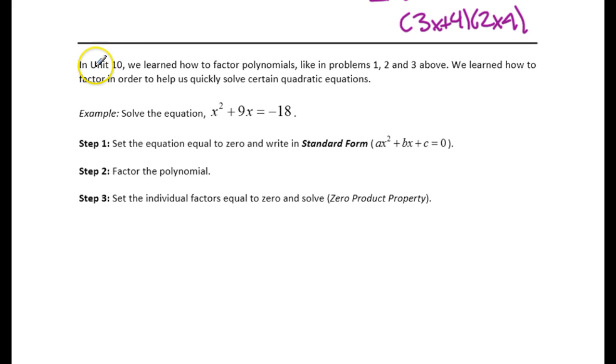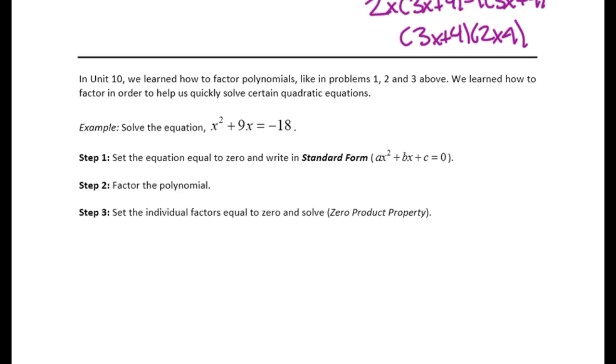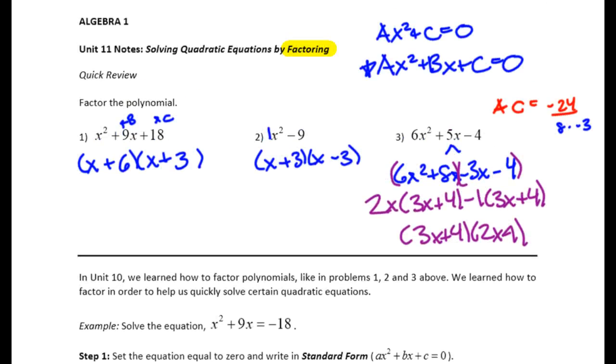Alright. So like I said, in Unit 10, we learned how to factor polynomials, like in problems 1, 2, and 3 and above. We learned how to factor in order to help us quickly solve certain quadratic equations. Okay? So here's the thing. Basically, it's just one extra step. These, what you did last chapter, are not equations. Now they're going to be equations. We're going to have all these equal 0 now to make it officially an equation. Set equal to 0. Okay?